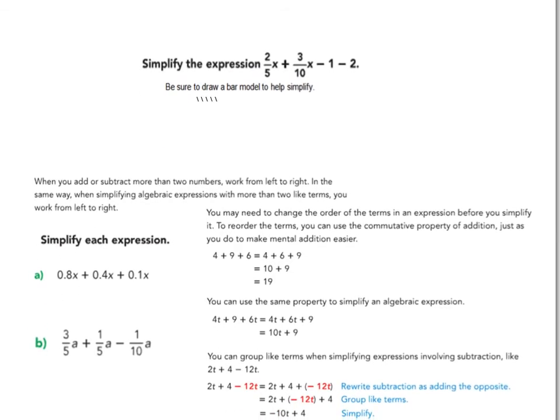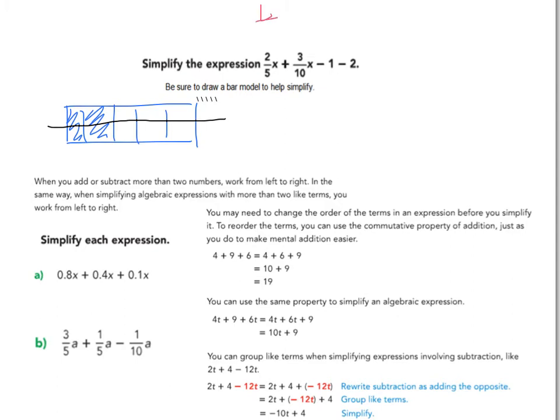We have simplify 2/5 x plus 3/10 x minus 1 minus 2. Okay, so what we're going to do for that is draw a bar broken into fifths first. Okay, and we're going to shade 2 pieces of 5. Now remember, to turn fifths into tenths, we just break it in half. So now 2/5 is equal to 4/10.